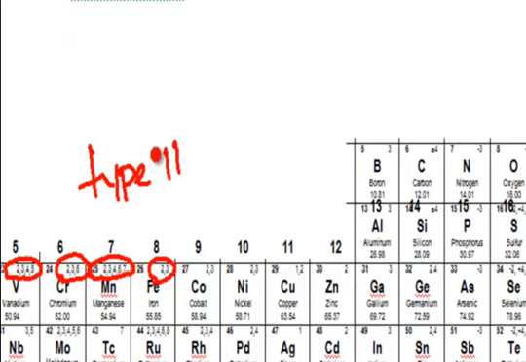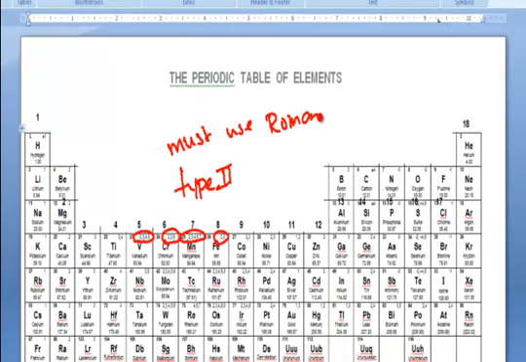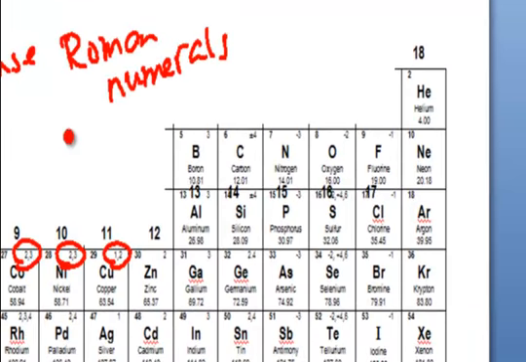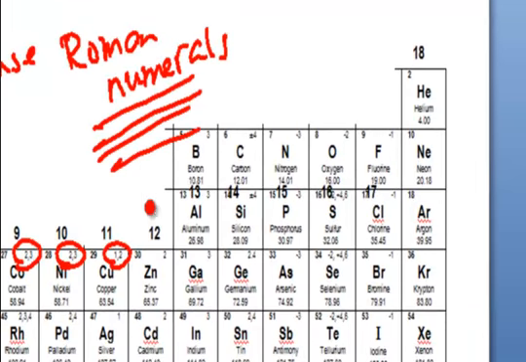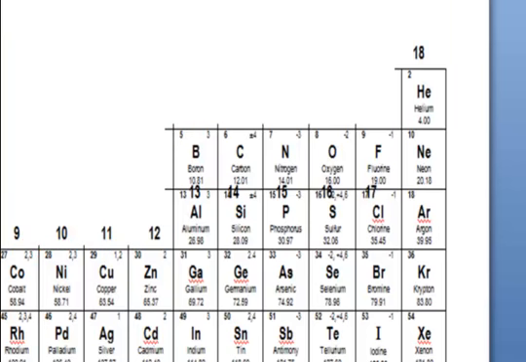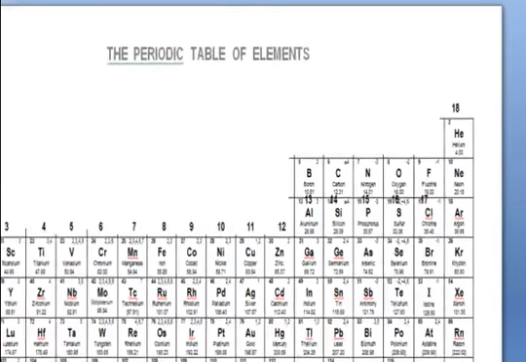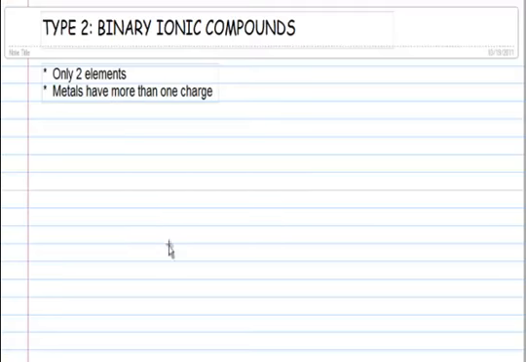And type 2 means that you must use Roman numerals. So when you look at your periodic table, if you're using an element that has more than one charge, you must use Roman numerals. Okay? So, let's go back to our page here. Okay, let's do some examples.